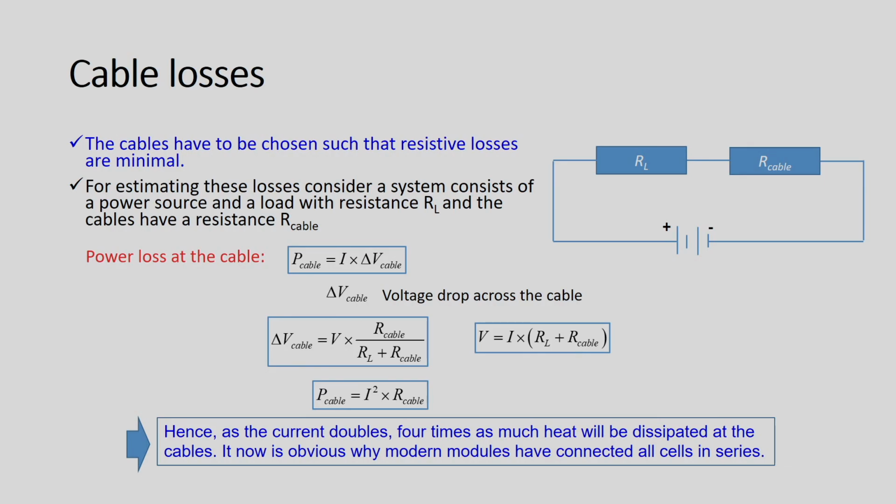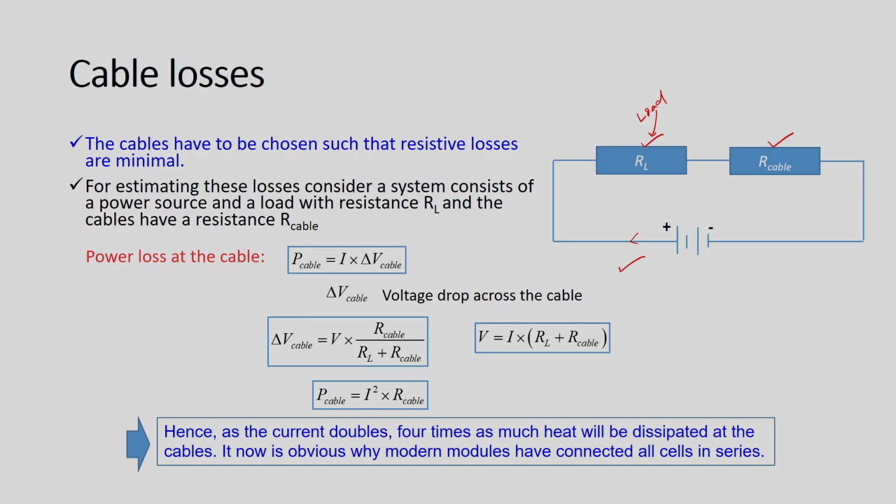So, now let us have a look at the cable losses. These cables have to be chosen such that resistive losses are minimal. In order to understand this, let us take a circuit which constitutes a supply voltage, then we have a load, and cable resistance is included. RL represents the load resistance, and R cable is the resistance of the cables.